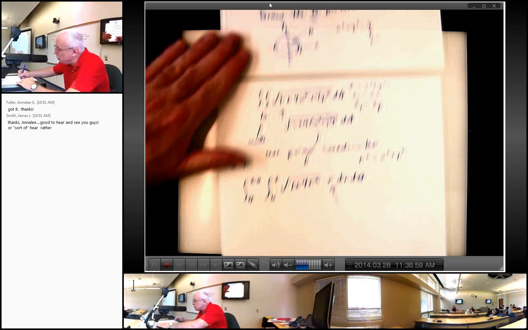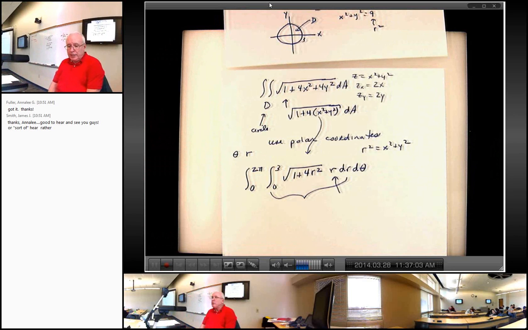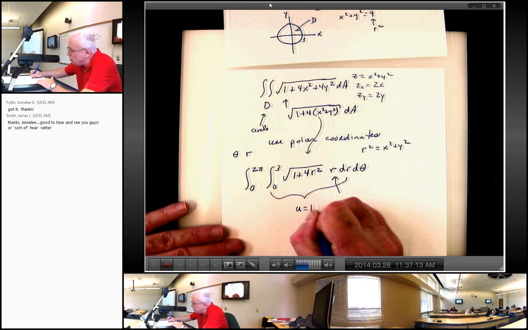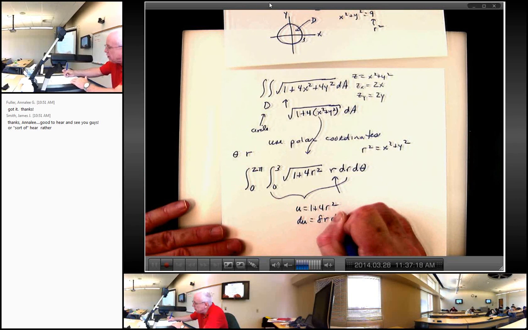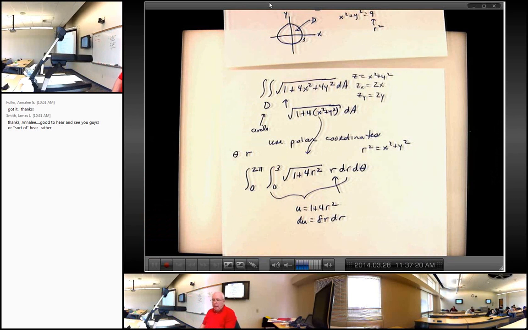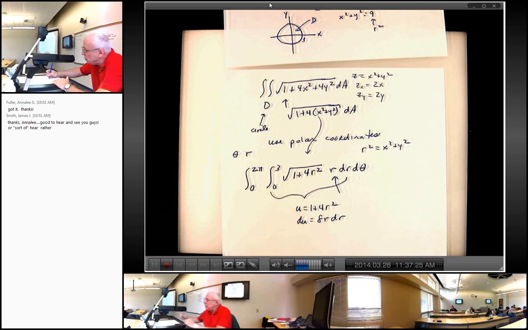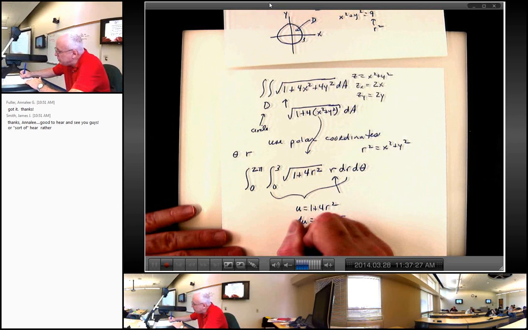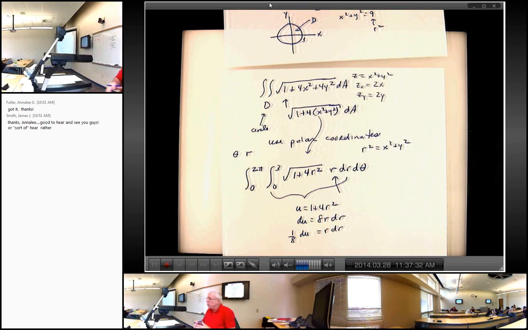And so we're going to go inside out. So for the inside one, I need to use a u substitution. So I'm going to let u equals 1 plus 4r squared. du is 8r dr. And thankfully, I have the r dr already. So let's just divide by 8. And I get 1/8 du is going to replace the r dr.